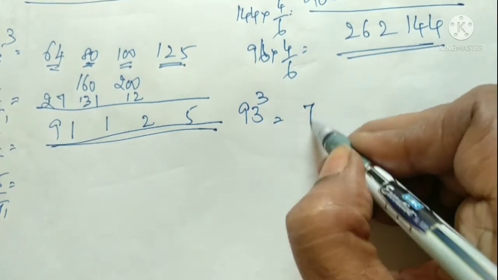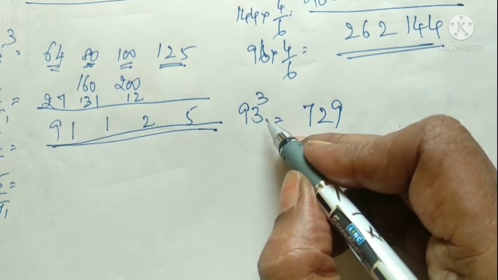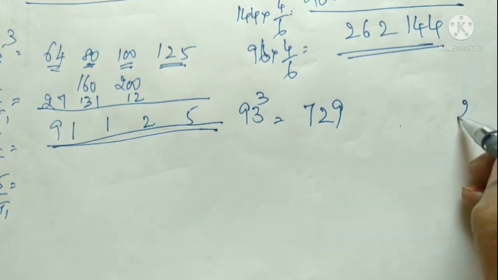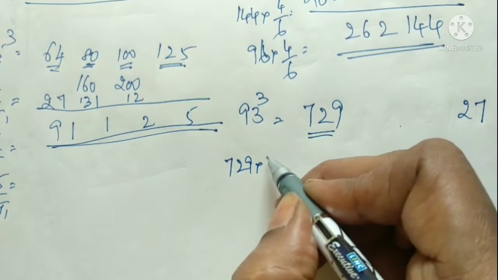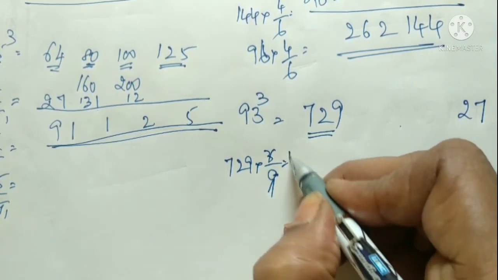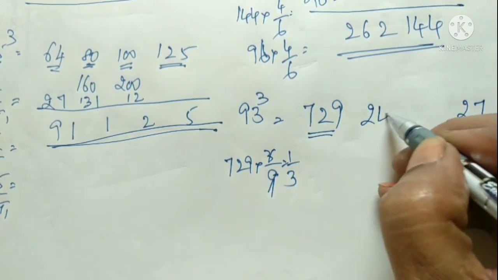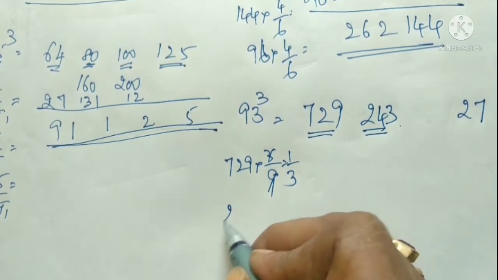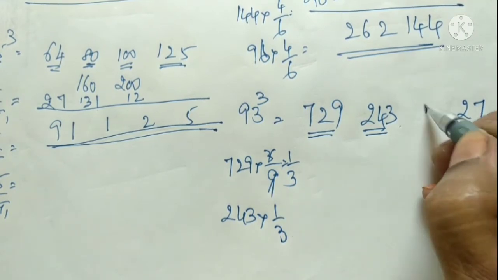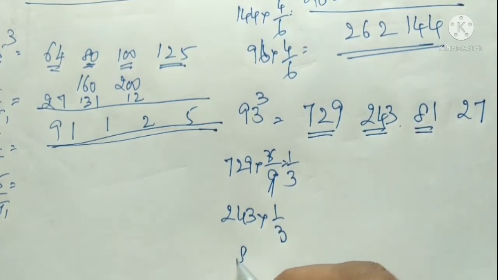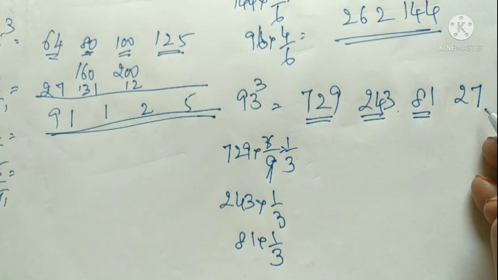93 cube. Now 9 cube is 729. Then 3 cube is 27. I am writing here. Now, this 729 multiplied by 3 by 9. 3 by 9 means it is 1 by 3. 729 multiplied by 1 by 3. We will get 243. Now, this 243 multiplied by 1 by 3. We will get 81. And this 81 multiplied by 1 by 3. You will get 27. Okay?